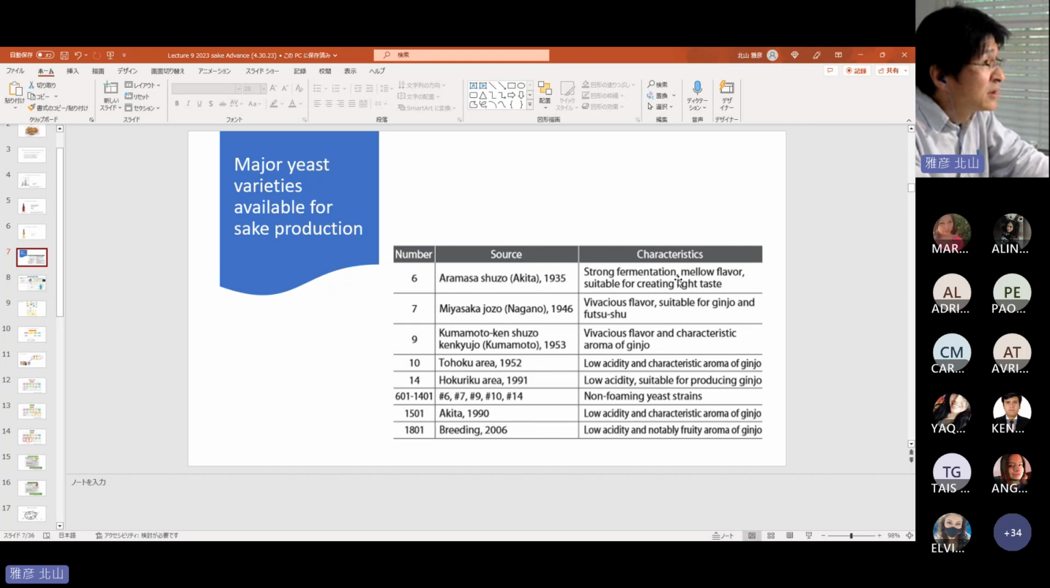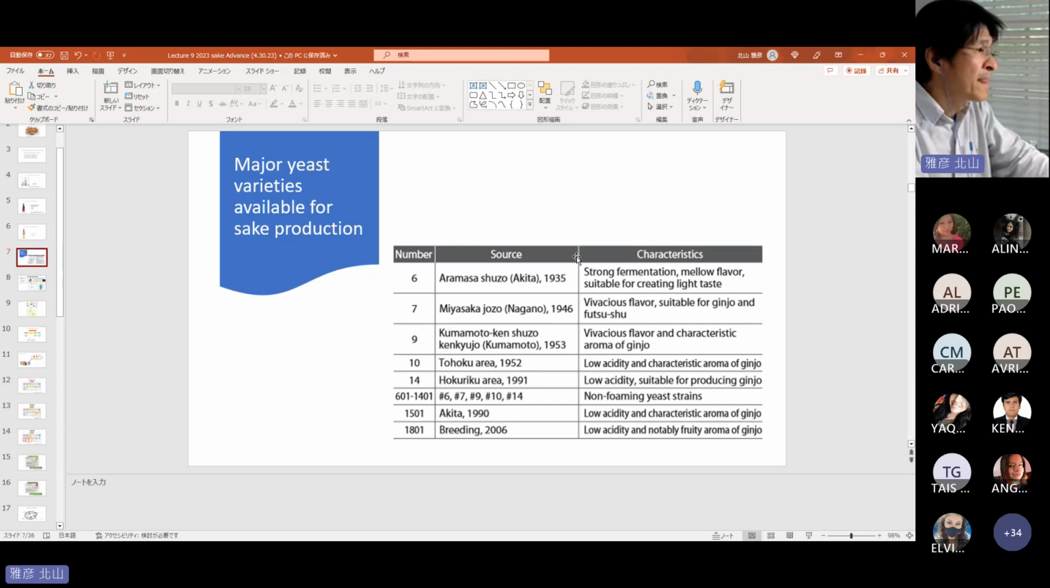For example, you can find the word ginjo, the aroma of ginjo, producing ginjo. It means a trend. The popularity of sake is now more ginjo. I mean, people try to find yeast strains to produce the aroma of ginjo. So this is the trend of Japanese sake these days.